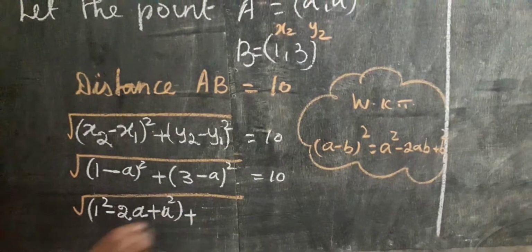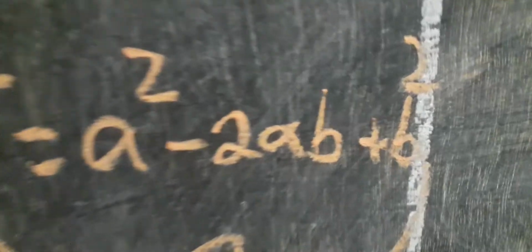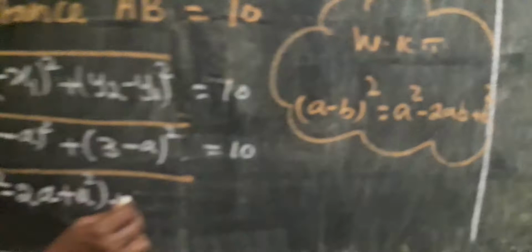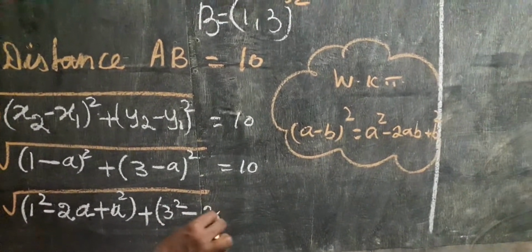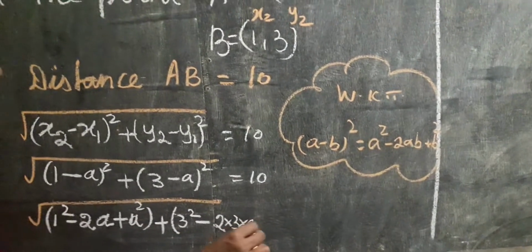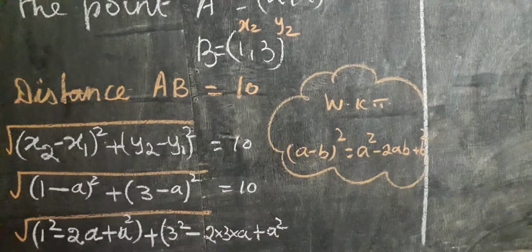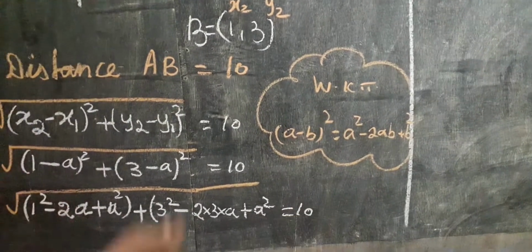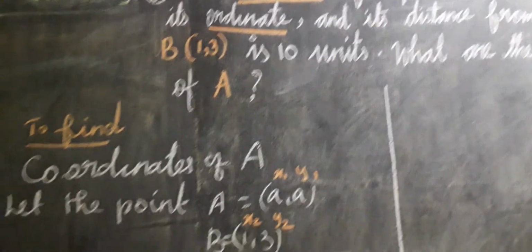And then put the plus symbol. And 3 minus A whole square, the same formula. A square means 3 square, minus 2 into 3 into A, and then plus B square, B square means A square. Next, is equal to 10. That is given, the distance from A to B is equal to 10, given in the question. That value also you have to write.